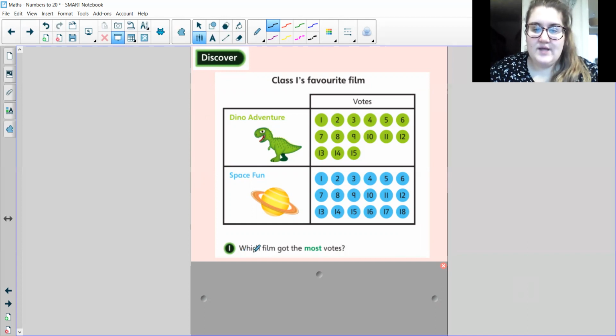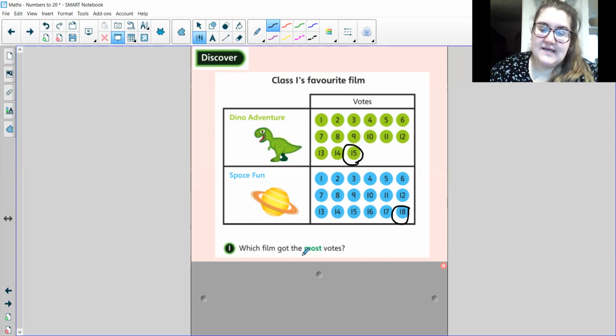Our question is, which film got the most votes? So we've got a pictogram here of Class 1's favourite films. So we've got Dino Adventure, okay, and Space Fun. So I wonder if you can tell your grown-up, how many votes did Dino Adventure get? Okay, so Dino Adventure got 15 votes, okay. And how many did Space Fun get? How many votes did Space Fun get? Space Fun got 18 votes.